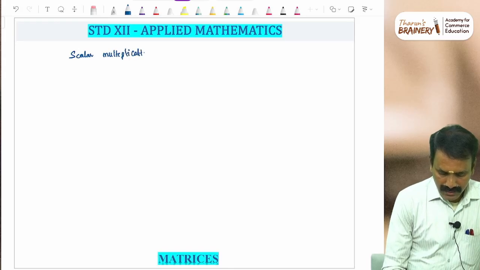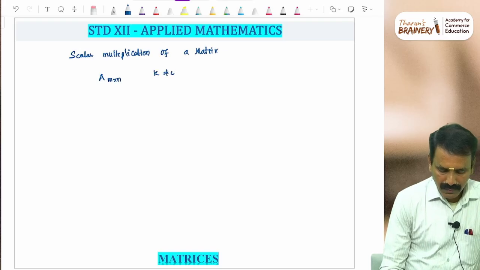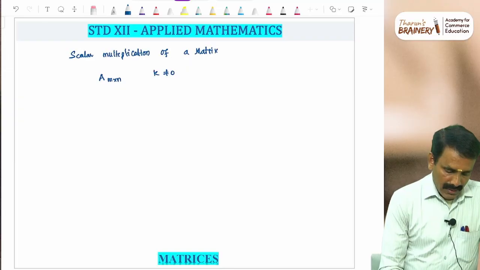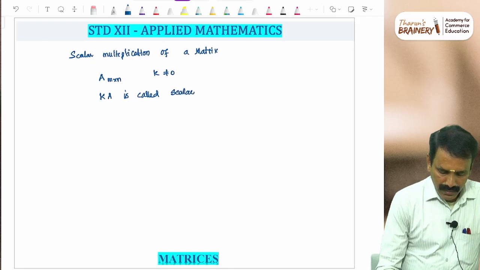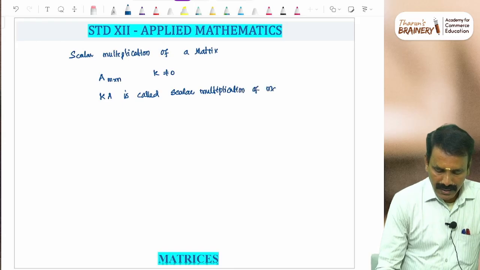Scalar multiplication of a matrix. A is a matrix of any order and K is a non-zero value. Then K into A is called scalar multiplication of matrix A with a non-zero scalar K.